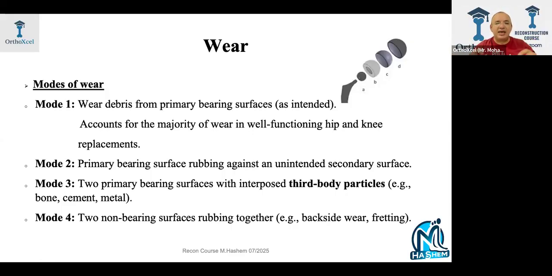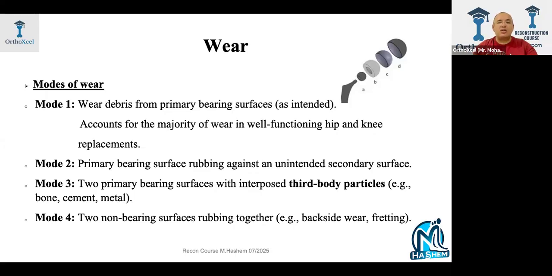Type 2 is expected. I know that two articulating or bearing surfaces against each other will end with some wear, and this wear is higher in some bearings than others. Like if we do a metal on poly bearing, I know that this will be wearing more than a ceramic on ceramic bearing or metal on metal bearing.